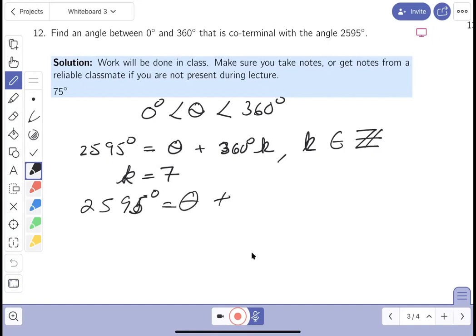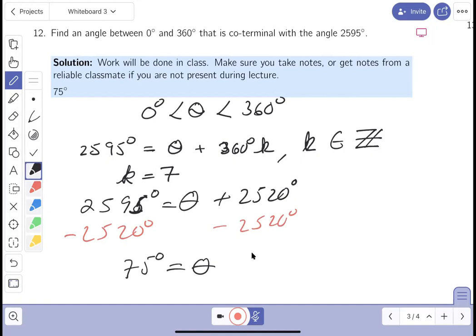And that's a 5. Sorry about that. So let's see, 7 times 360 is going to be 2,520. And I'm going to subtract that number from both sides. Again, this is not the only way to do the problem. And what would that give you? Theta is, let's say, 75 degrees. I found my theta. What's my theta? 75 degrees. Let's look at the answer key, and I'm seeing it. It's coterminal.